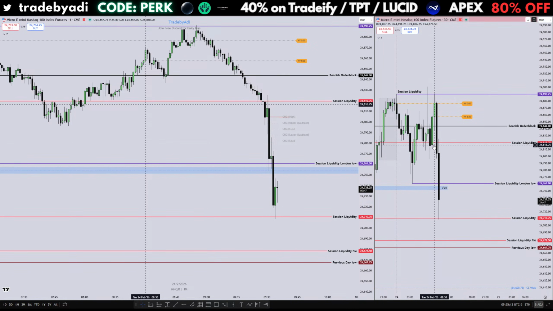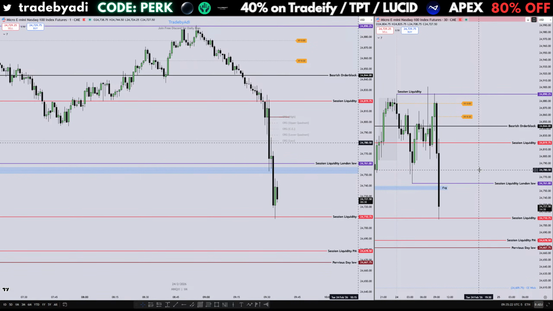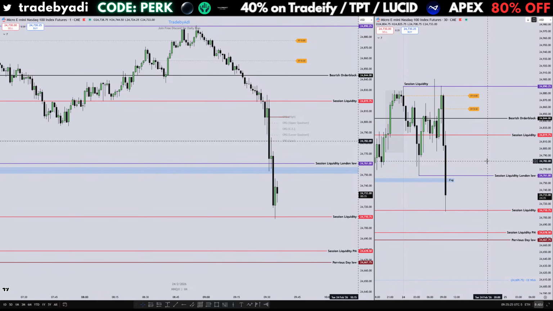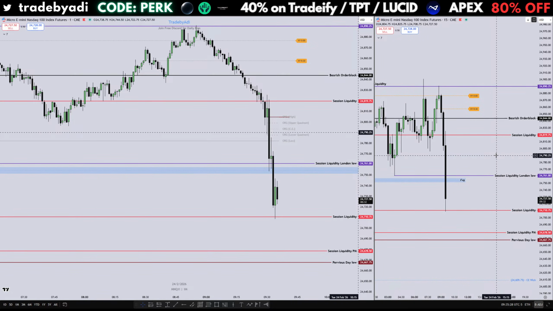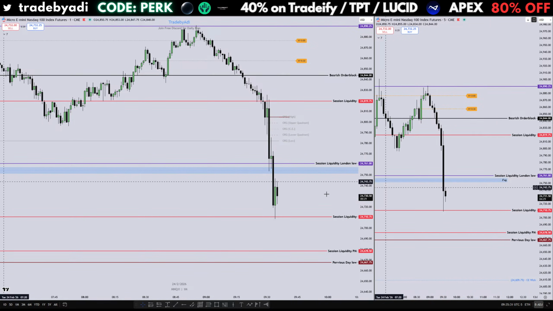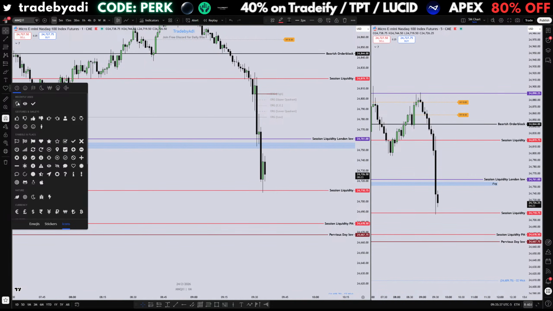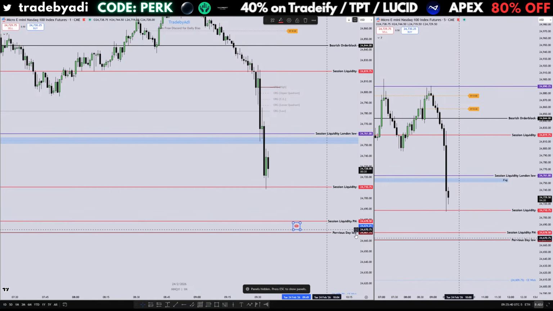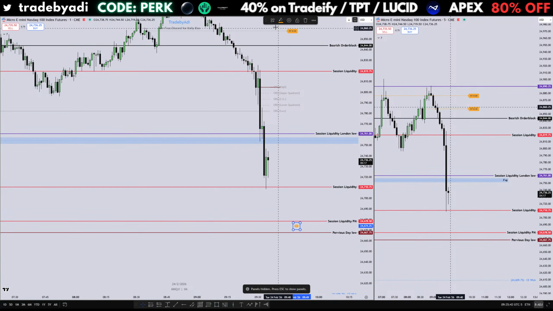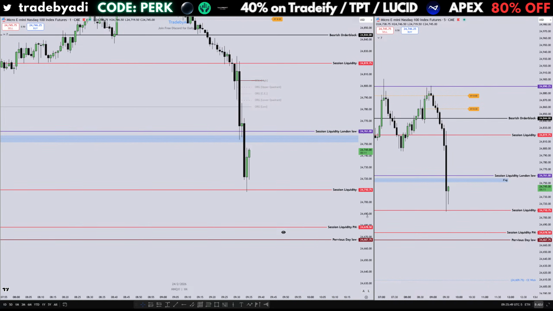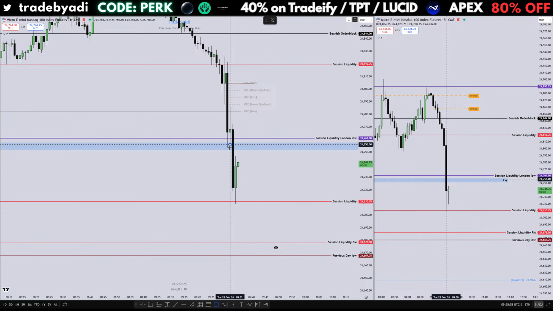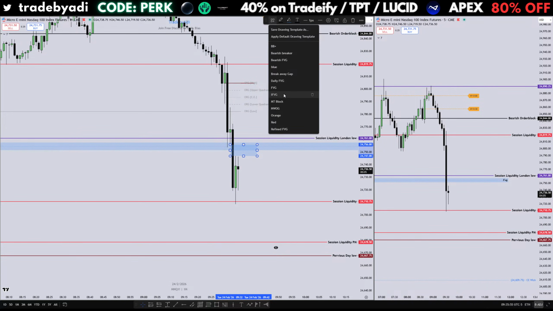On this change in state of delivery, sometimes I get an entry, sometimes the market is not offering me anything. We still have this as a target. Let me mark this thing. Let's see how this fair value gap is going to form. This bearish FVG.